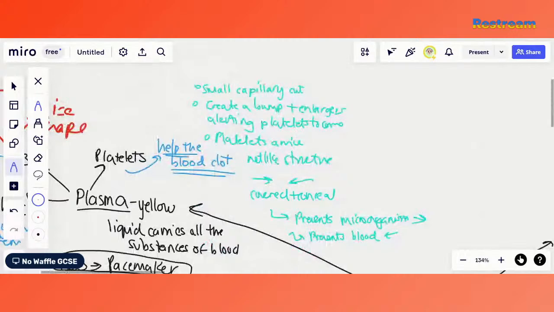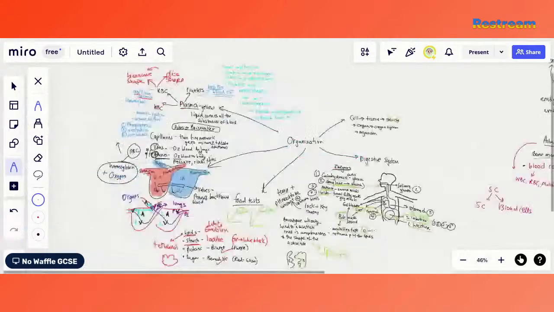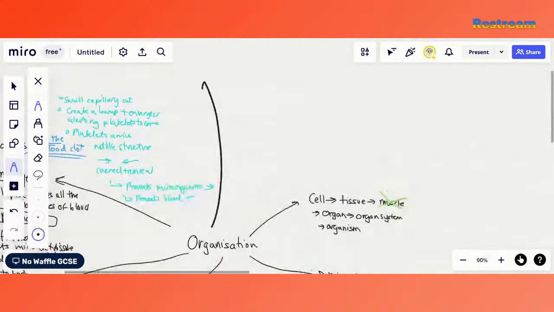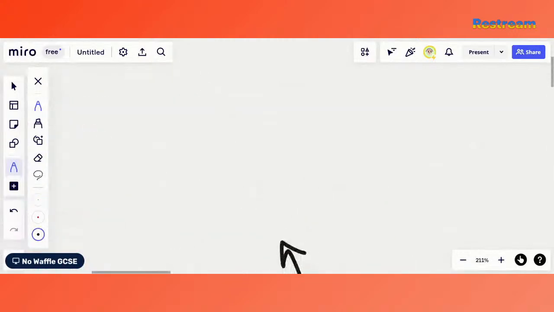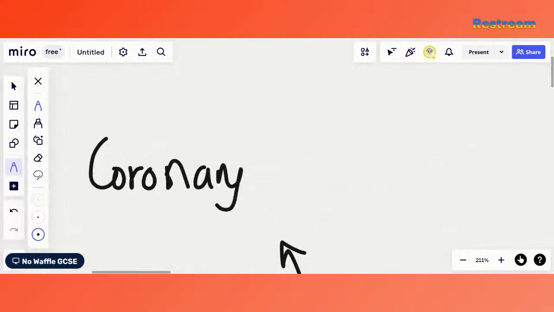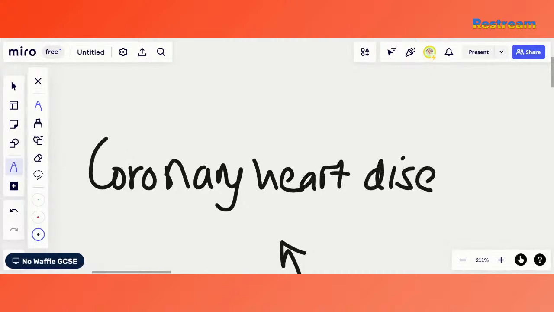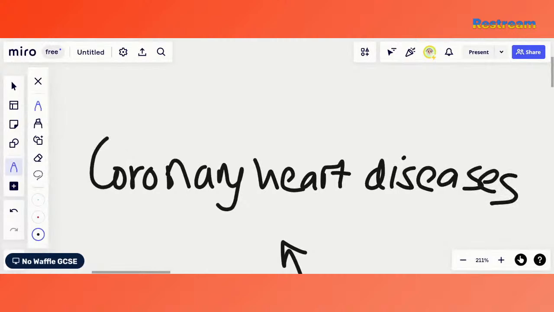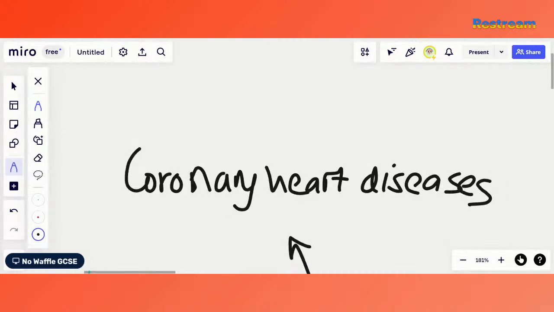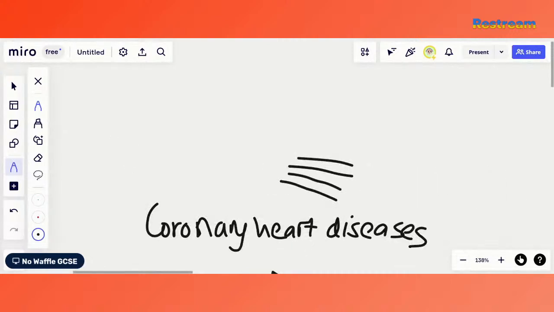We need to discuss coronary heart disease. So coronary heart disease is any disease to do with the heart. So coronary arteries are the arteries that provide blood to the heart. So these are the really important arteries that provide blood to the heart. So imagine that's the heart. These are really important.